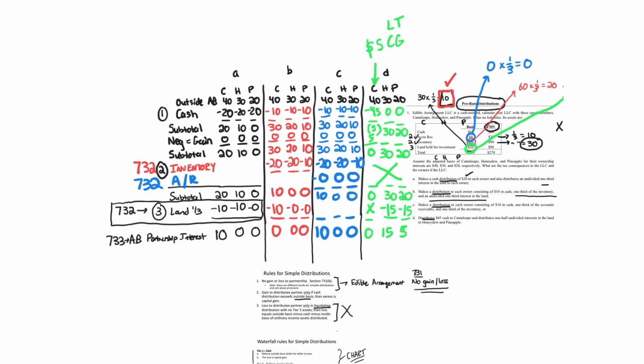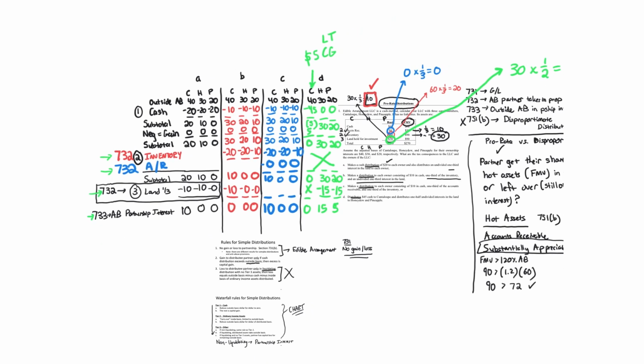So A, B, and C, there was no gain or loss to the partners or the partnership. In D, there was a gain of $5 long-term capital gain to Cantaloupe, but Honeydew and Pineapple, no gain or loss. And then, remember, anywhere it says 732, we calculated the basis at that time in the asset. That's that row. Yes, it's a subtraction, but that's actually the basis you take in the asset. Finally, 733 is the basis in the end, in the partnership interest.